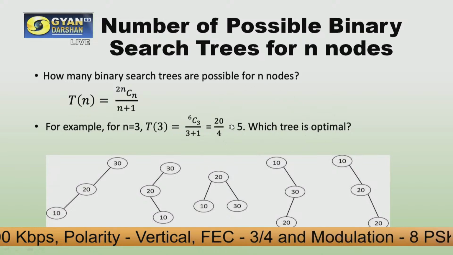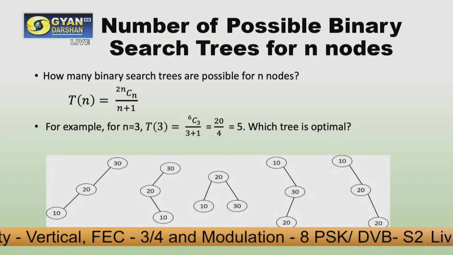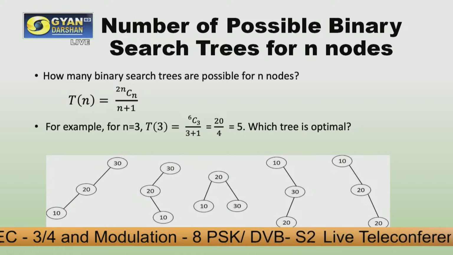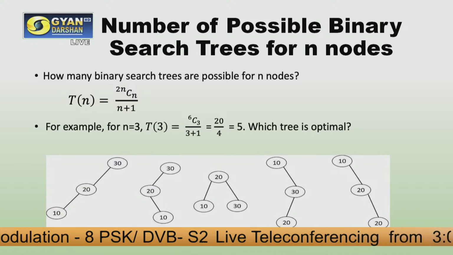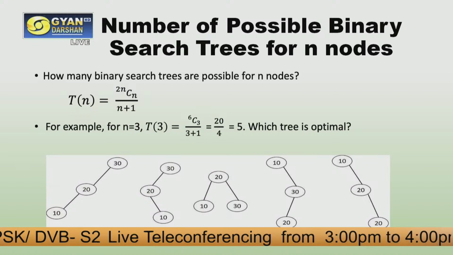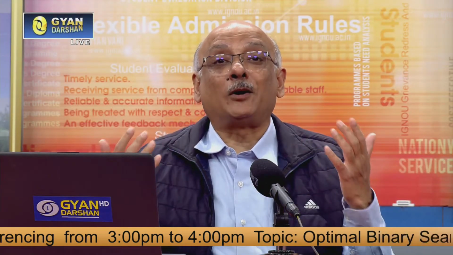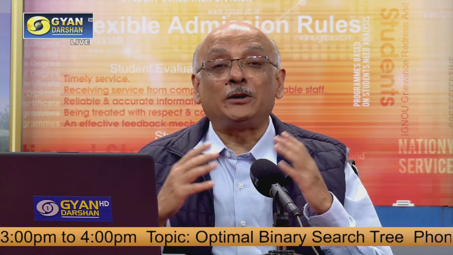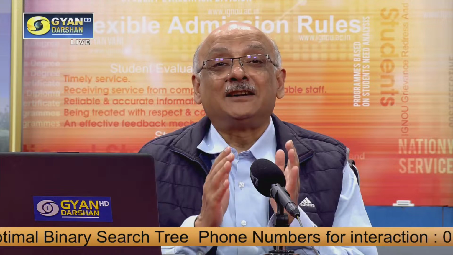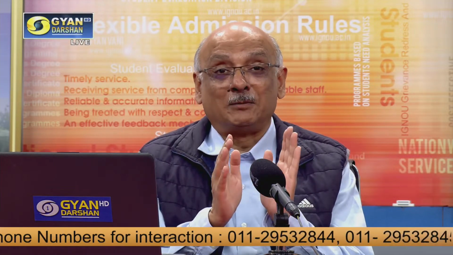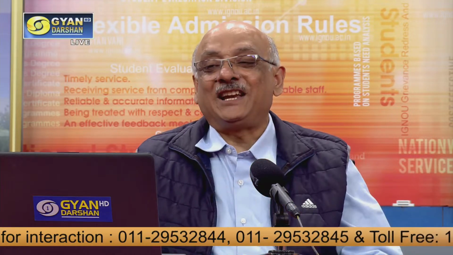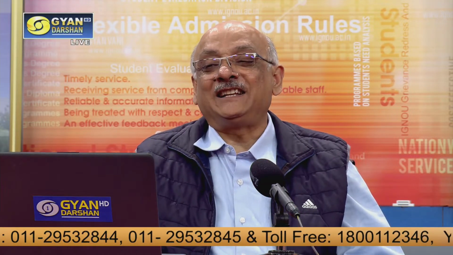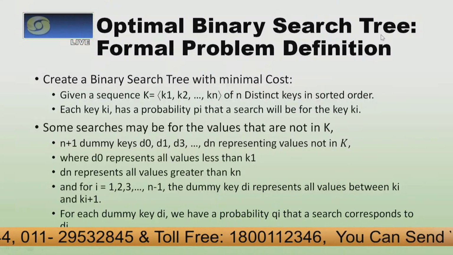The problem is actually exploding. As the value of n increases, the number of possible trees is going to grow. Now, how do we find out which of these particular trees, based on the search probability, is optimal? So this is our problem, finding the optimal binary search tree.